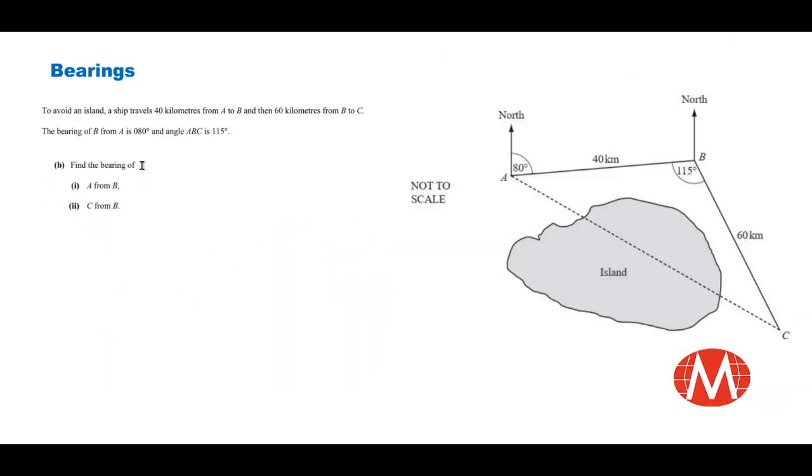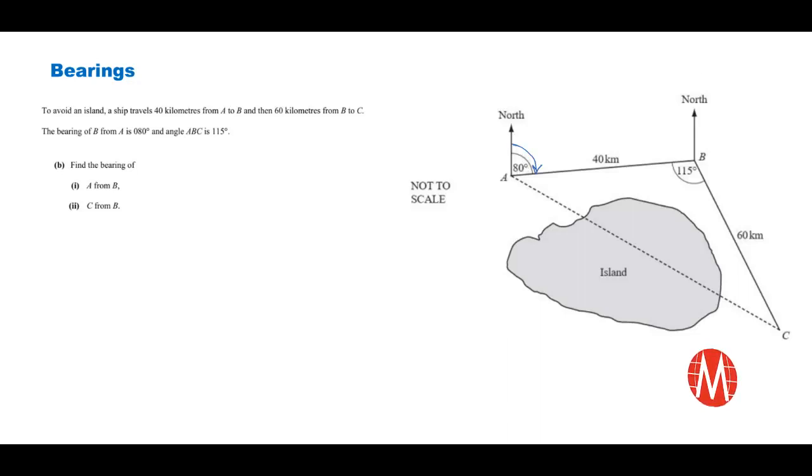In part B, find the bearing of A from B. Now we have to find the bearing of A from B. From B means we are standing at B. So first look at the question. We have to find the bearing of A from B. You can check whether it is given in the question. The bearing of B from A, yes, it is given. That is 80 degrees here. This is the bearing of B from A, which is 80.